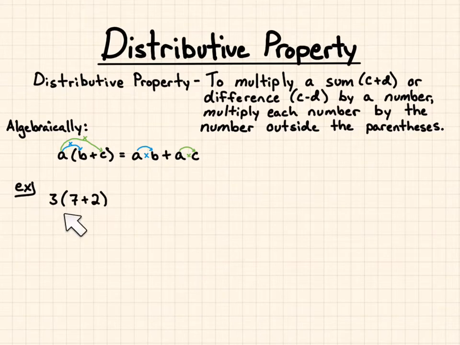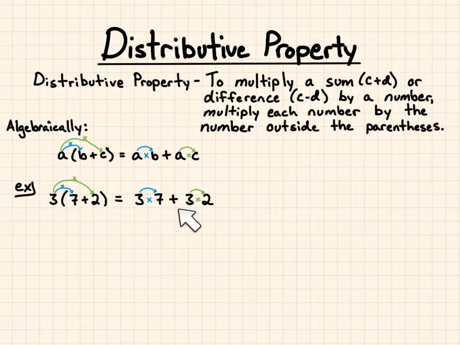Examples. I could just do order of operations and say 7 plus 2 is 9, 9 times 3 is 27, but I can use the distributive property as well. So I distribute 3 to each term inside there. I get 3 times 7 plus 3 times 2. Remember, I keep the same addition operation in between. Now this becomes 21 plus 6, which gives me 27, which makes sense, because 3 times 9 was 27.